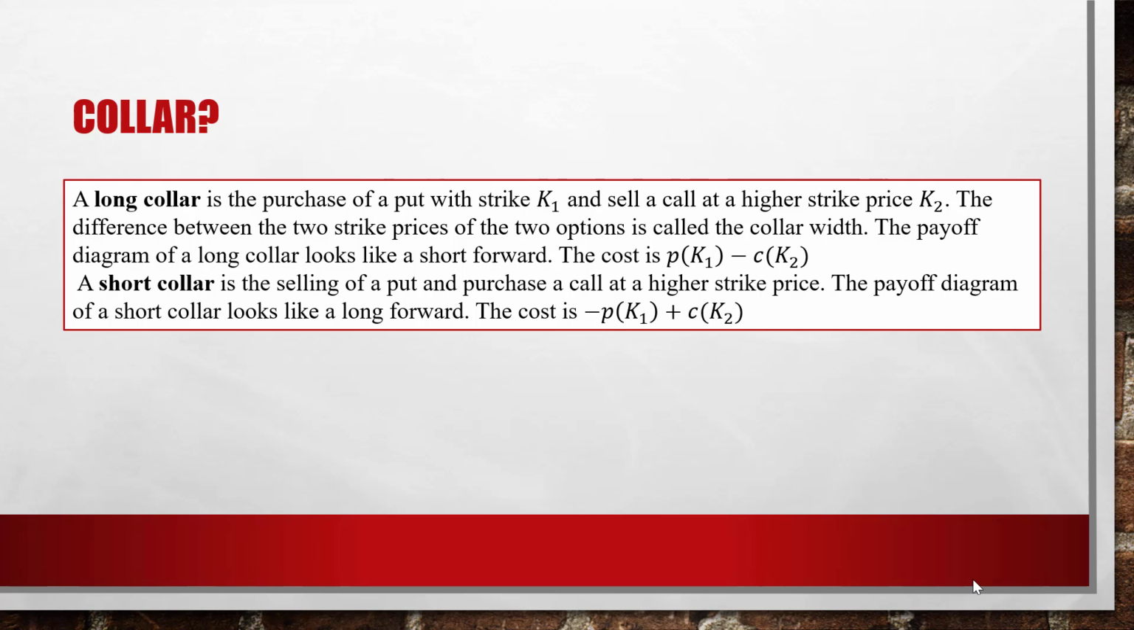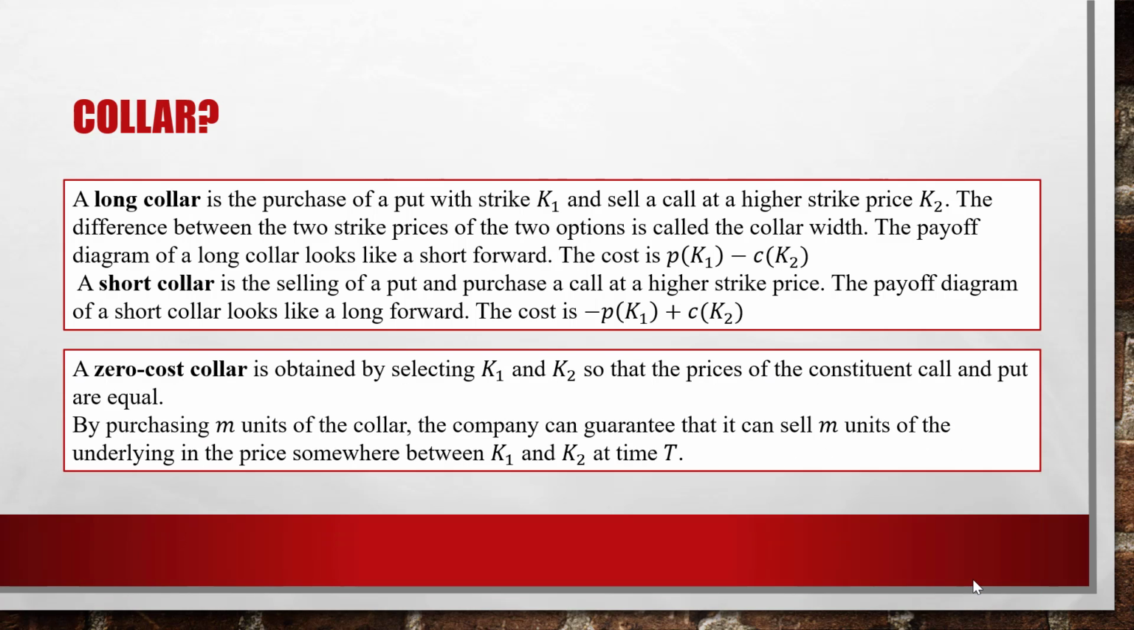Here, basically for the short collar and the long collar we just have to flip the side. But for the collar we buy one and sell one, and usually the second one has a higher strike. So if we purchase a put and sell a call, then we have a long collar. If we sell a put and purchase a call, then we have a short collar. And a zero cost collar is obtained by selecting the strikes K1 and K2 so that the prices of the call and the put are equal.